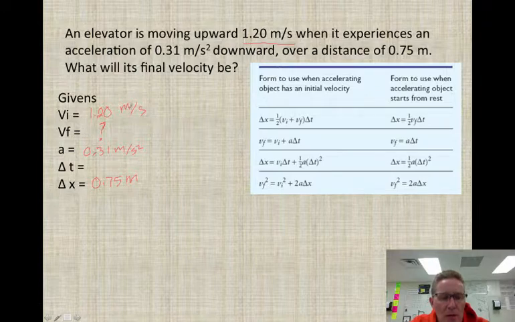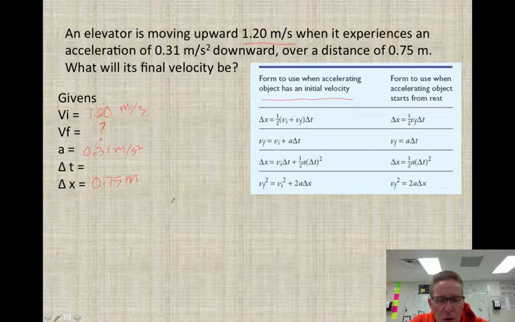Okay, so we have our givens identified. Now we need to figure out which one of these formulas to use. We're finding VF, and we do have a velocity initial, so we have to do something from this column. Here we have VF equals VI plus acceleration times the time. Well, we don't have time, so we can't use that. So let's skip down here. Here we have VF squared equals VI squared plus 2A and the change in displacement. That matches everything that we need, so we're going to go with that.